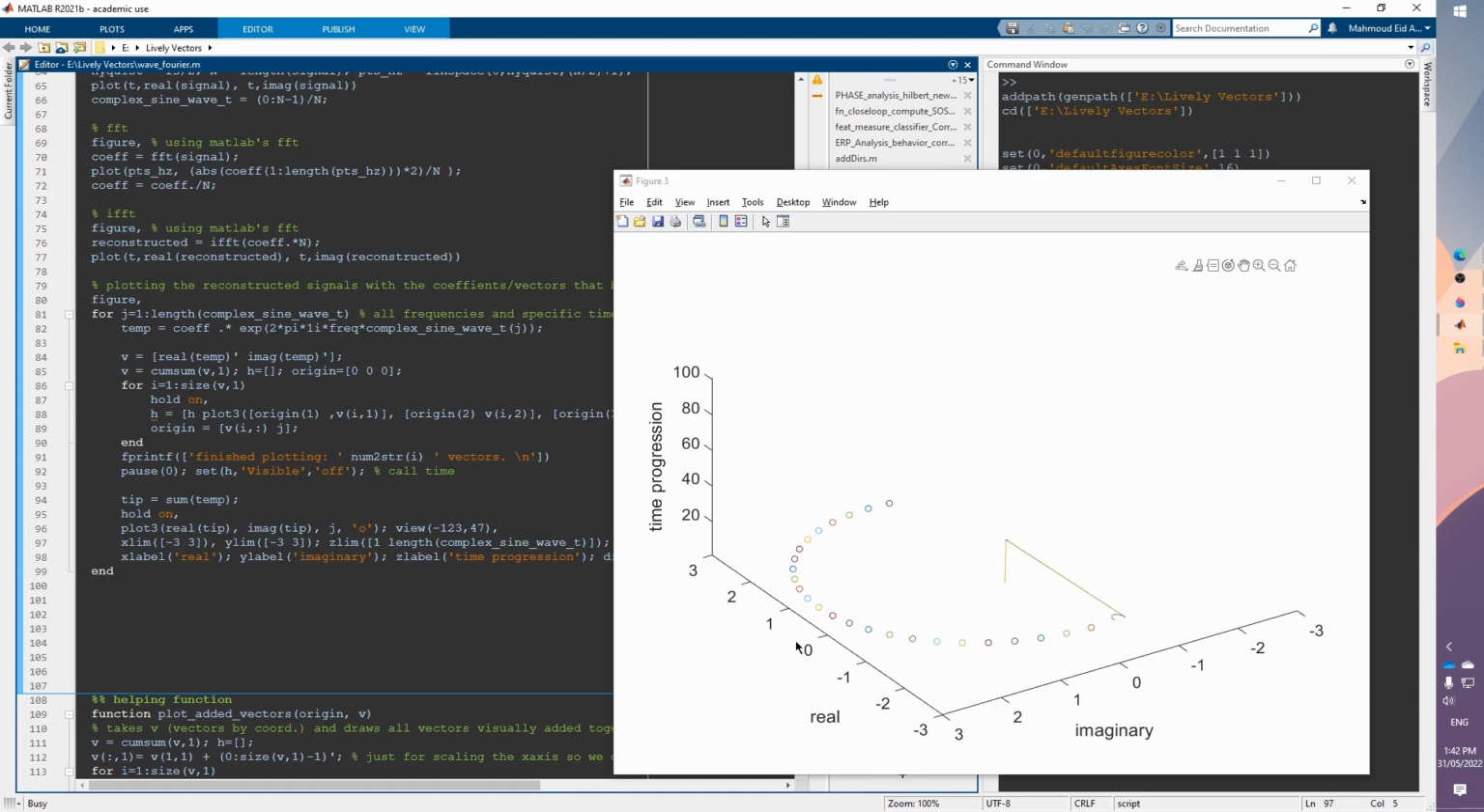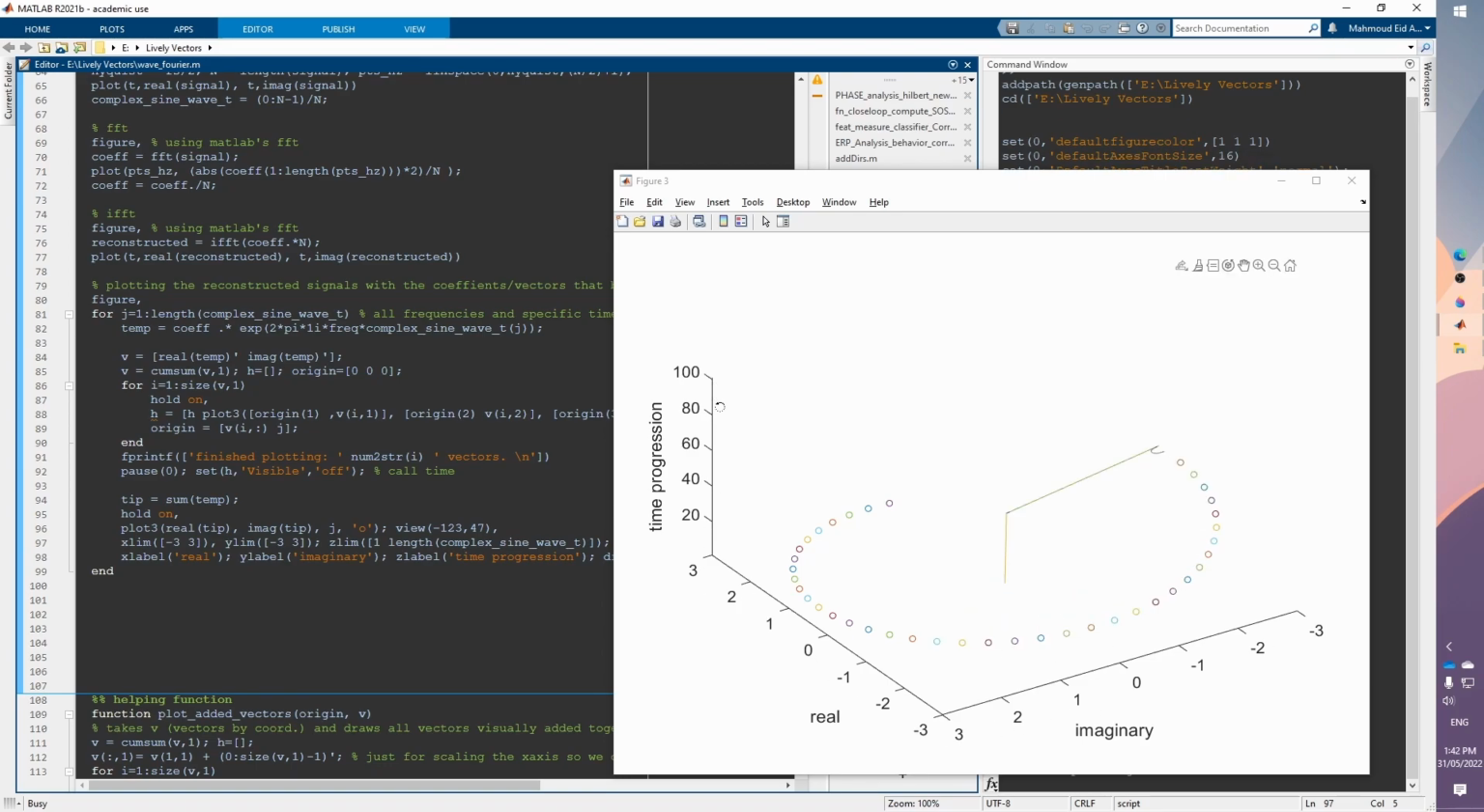You would see that this is the real part, imaginary part, real time progression, and these are the vectors. Each time we are plotting more than 100 vectors added together to go to the position of the end effector and plot our data point. I really like this Fourier transformation. It has limitless applications and it's very handy in different fields. It's a very important concept to understand.